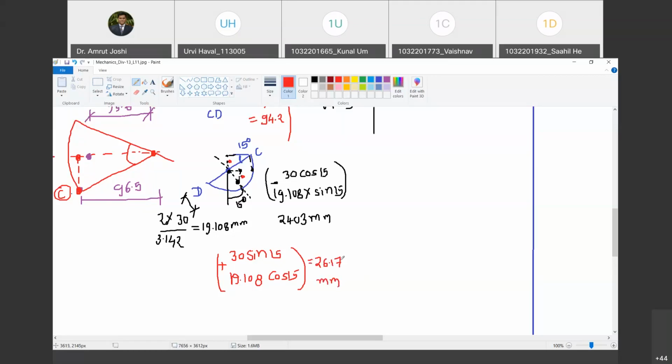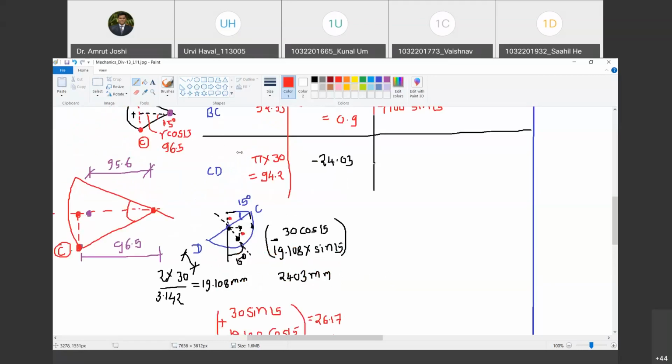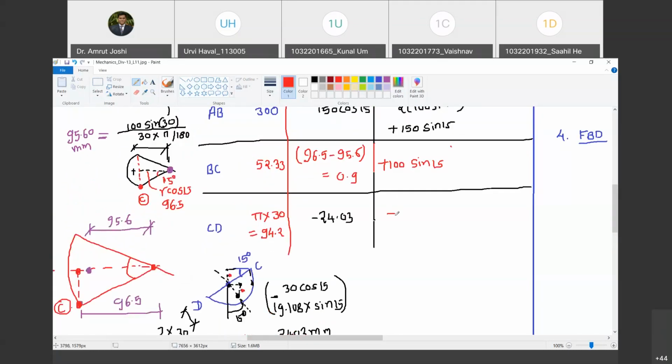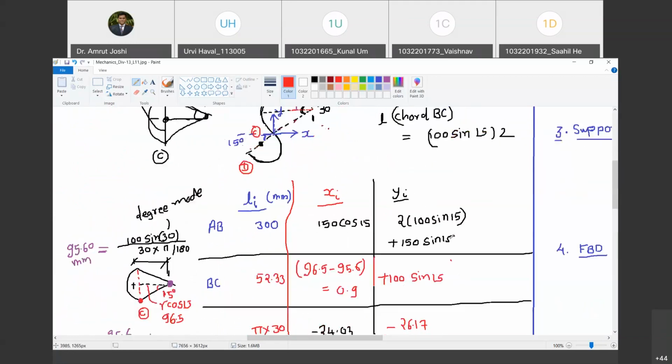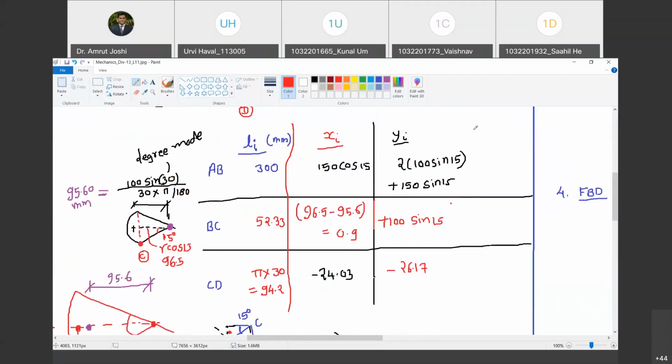26.17. So now this is below point C, right? Yes. So therefore I should write it as minus 26.17. Happy? Yes, sir.